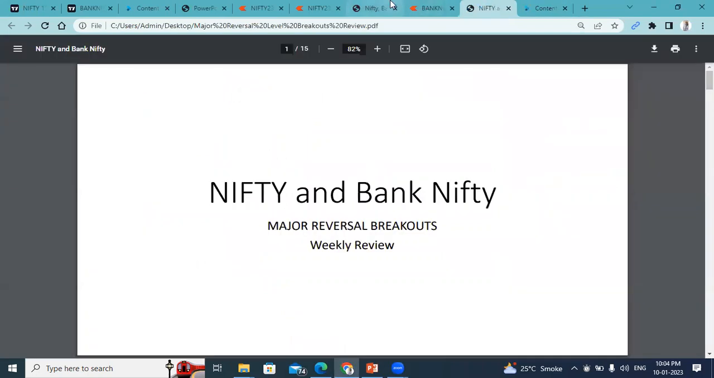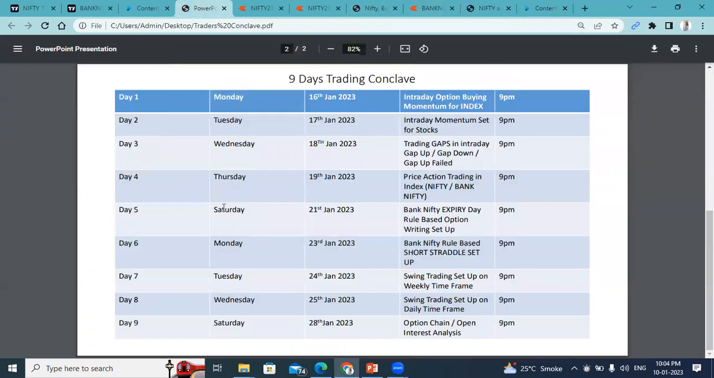So once again, you can look at the program. You can take a screenshot if you wish. Okay, so these are the 9 sessions we will have. In these 9 sessions, everything will be covered: intraday trading setups for Nifty, Bank Nifty, intraday trading setups for stocks, option writing setups, option chain data, and swing trading setups.